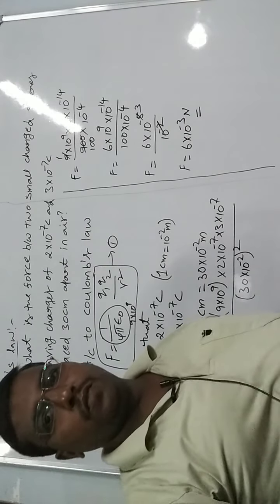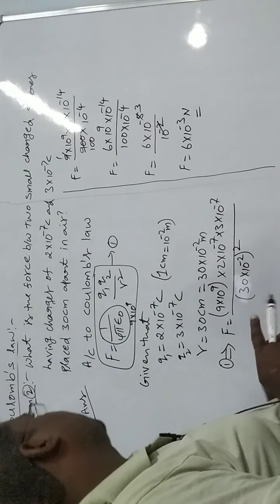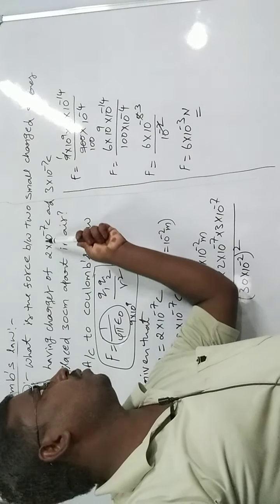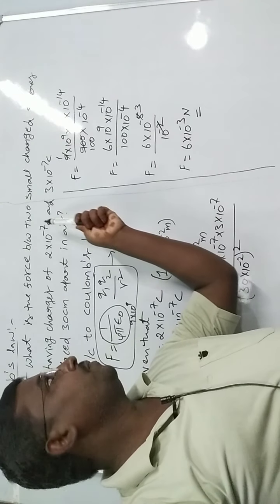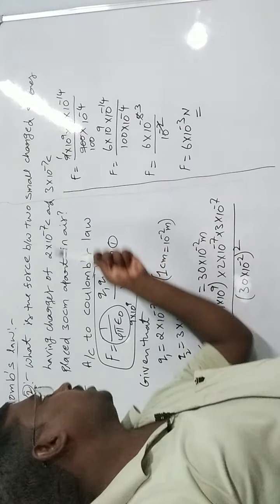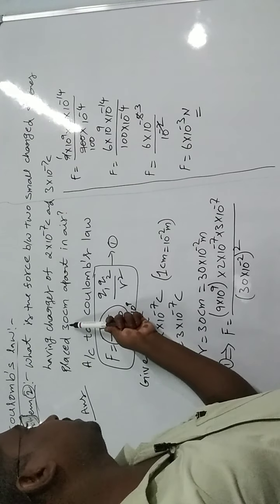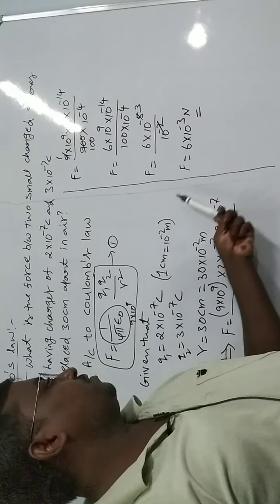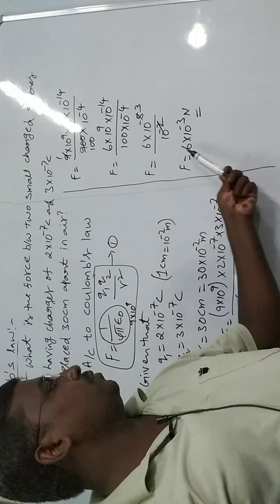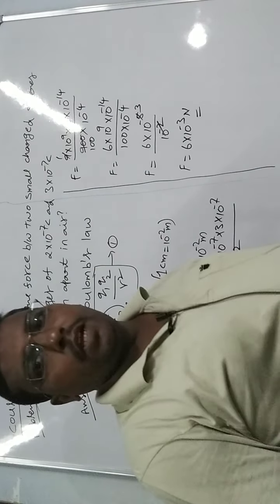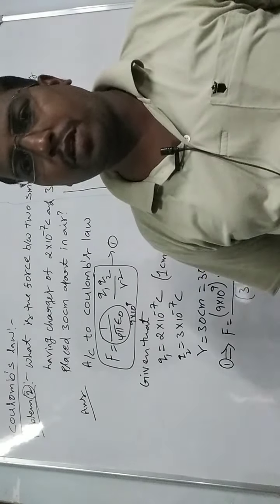Okay, so we have to say that two charges, one is 2 into 10 power minus 7 coulombs and the other is 3 into 10 power minus 7 coulombs, are separated by a distance of 30 centimeters in air. Then the force between them is 6 into 10 power minus 3 newtons.